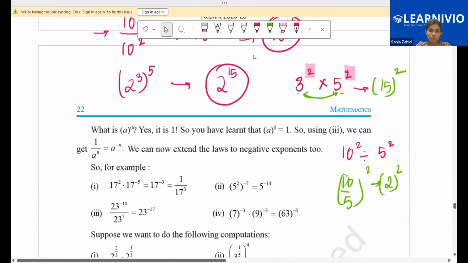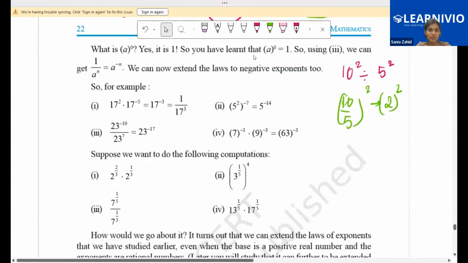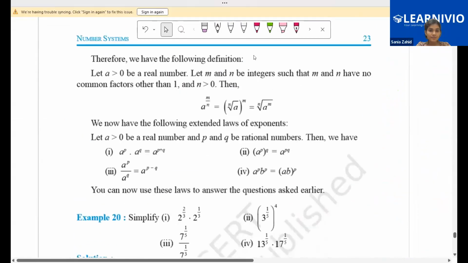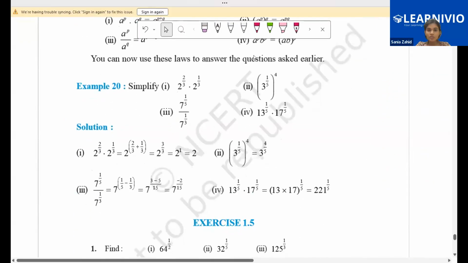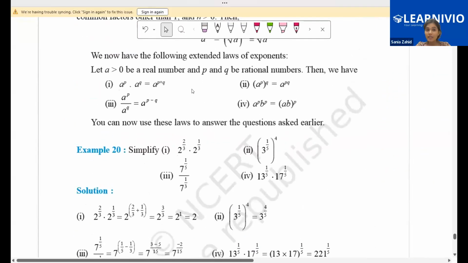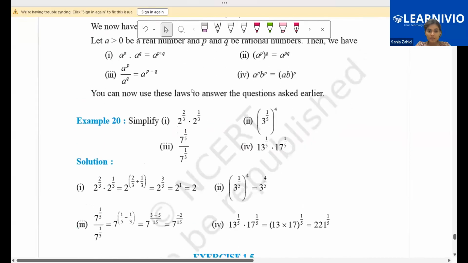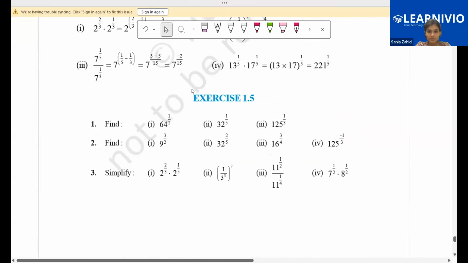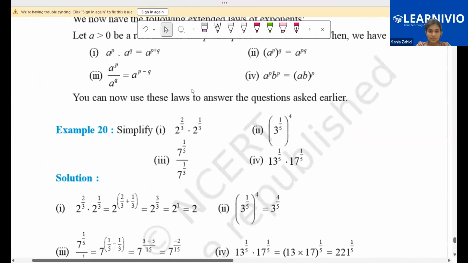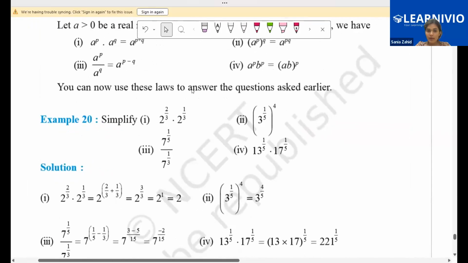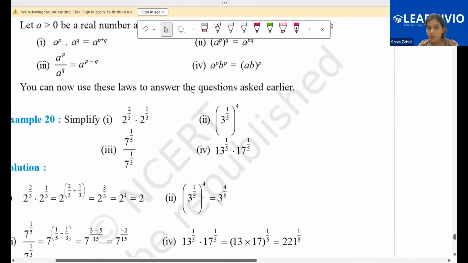Yes, ma'am. You'll understand better when we practice questions, okay? Let's come to these questions. Okay, now what if you have powers like these? The power is 2 by 3, the power is 1 by 3. So what will we do? Look at the first question.